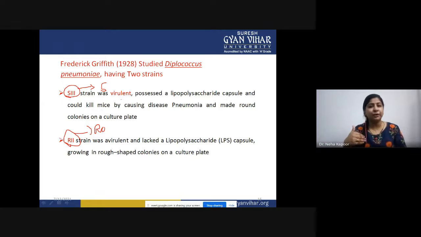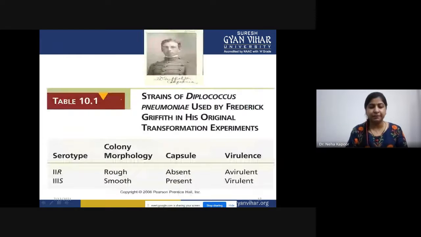However, in case of R2 strain, R2 means rough. It is avirulent. It is not pathogenic because in this strain the LPS capsule is not present, and rough shaped colonies are normally observed on the bacteria. That is why this strain is named rough or R2 strain. However, in case of S3, smooth, round, proper shaped colonies are formed. That is why we call it S3 strain.